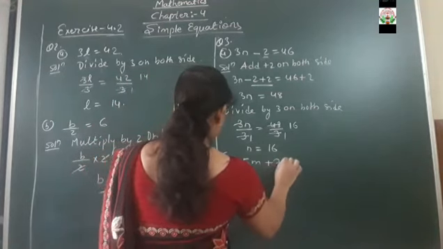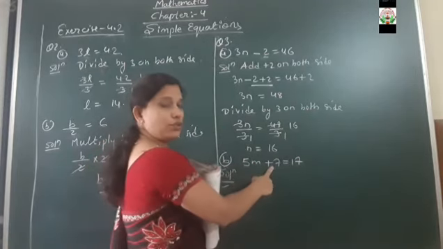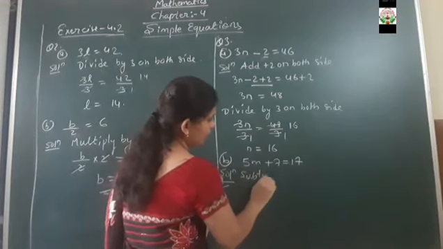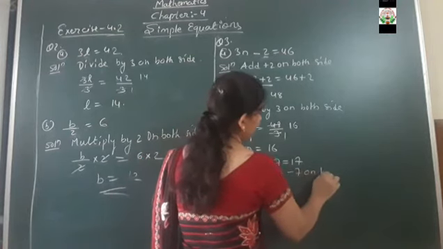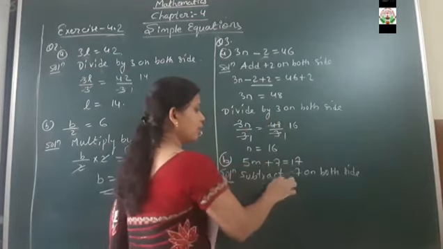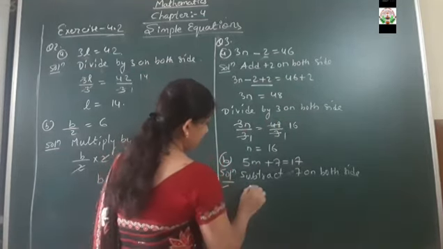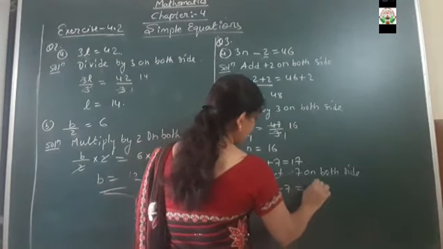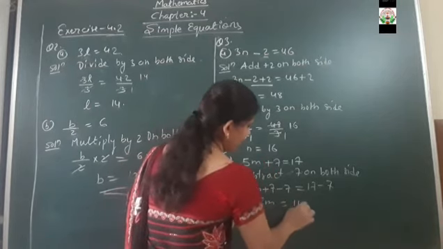5m plus 7 is equals to 17. So what is our first step? First step is to remove the constant. Since it is a plus, so we have to subtract, isn't it? Subtract 7 on both sides. Subtract itself, the word itself says that it is a minus 7. Okay. So 5m plus 7 minus 7 is equals to 17 minus 7. So here 5m is equals to 10.